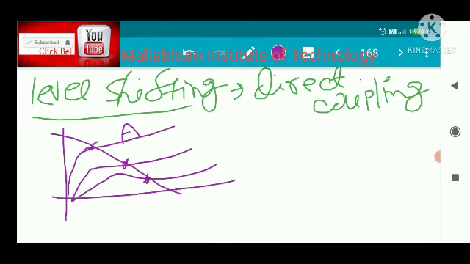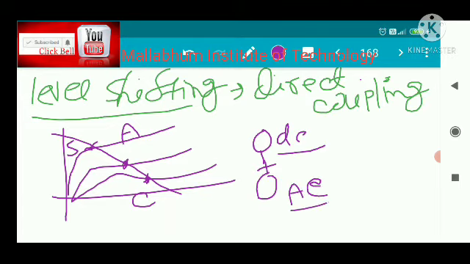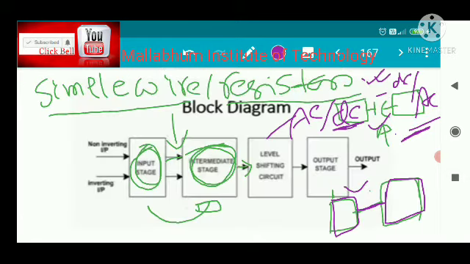So this is your active region, this is your saturation region, this is your cutoff region. Now this is the transistor circuit. In the input, all of you know that there is a DC plus there is an AC. Now this DC is used for biasing, AC is used for amplification purpose. Now this is called the signal. Now after amplification, I have said that the DC is also passed to the second stage.